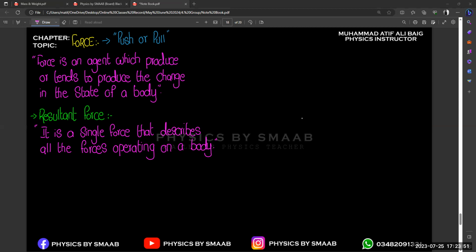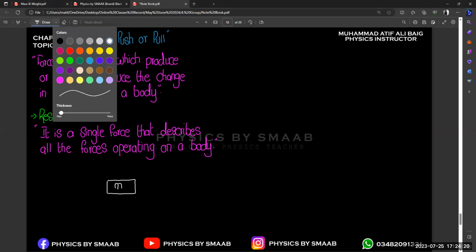Let's suppose one force is acting in the forward direction and one force is acting in the backward direction, so you can simply add those forces. Basically, when we are solving for the resultant force, let's suppose we consider a single object. Let's suppose we consider an object over here, and the mass of the object is equal to m.